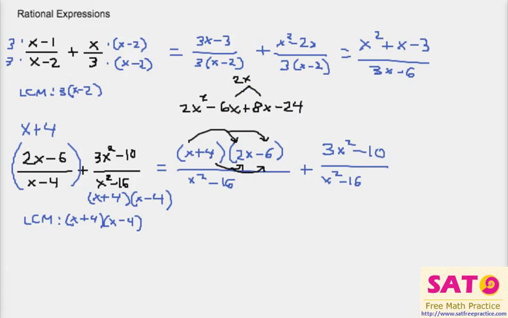Alright, so let's finish this off. 2x squared plus 2x minus 24 divided by x squared minus 16. That's it for rational expressions.